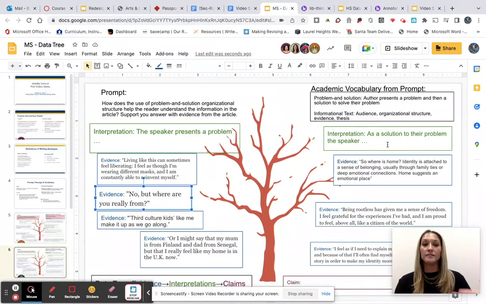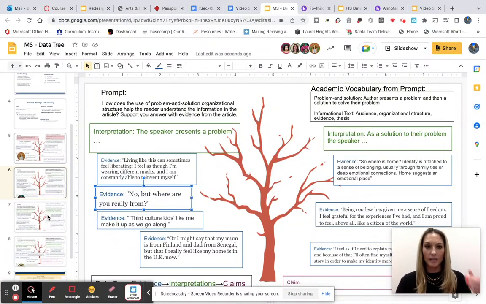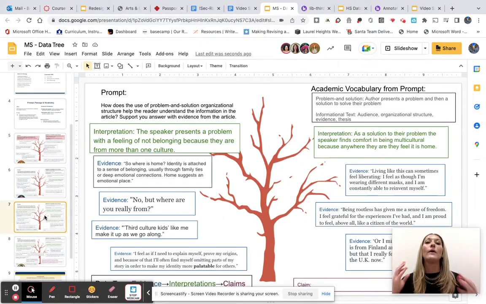This will help me then develop my interpretations. That's step 3. So I've collected the evidence, I've categorized or made connections to the evidence. Now I'm making interpretations based on the evidence I collected. So I will read you those interpretations.